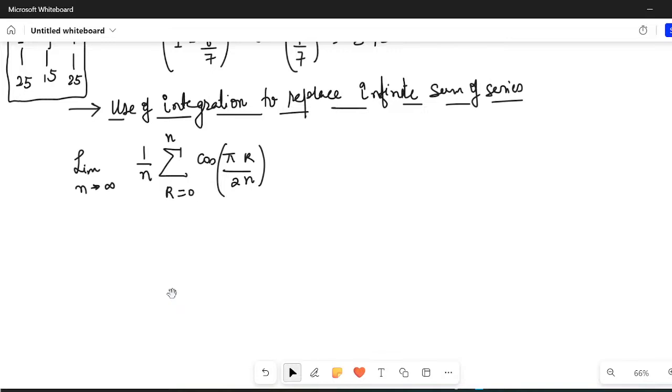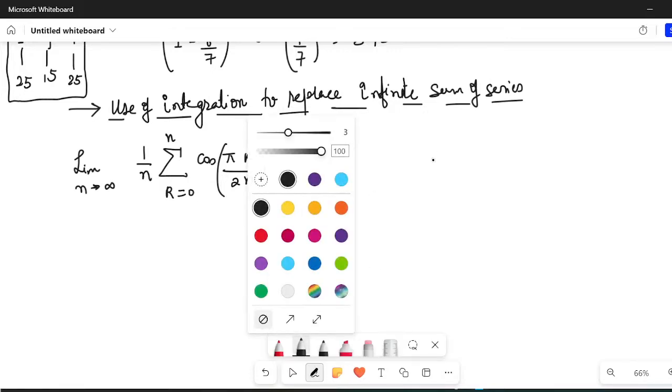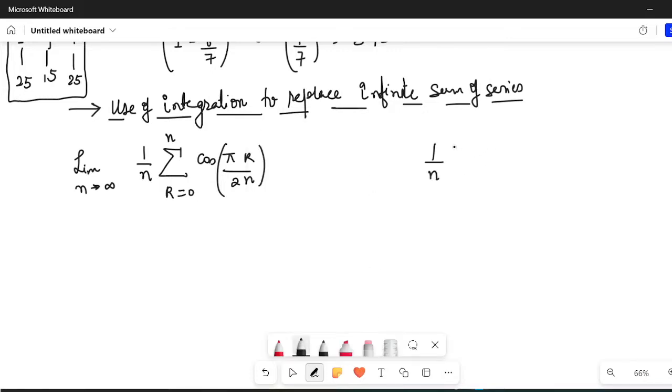So what you have to do, I'll tell you a sort of trick, or you can say a short way of doing all these things. See, in these questions, always remember, if you have this kind of pattern, that your series can be written as 1 upon n and some function of k upon n.